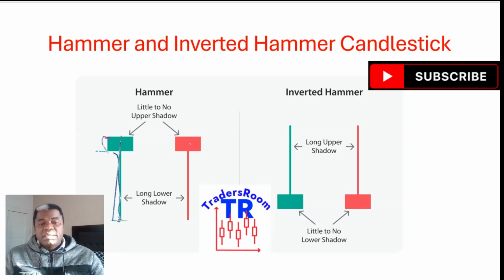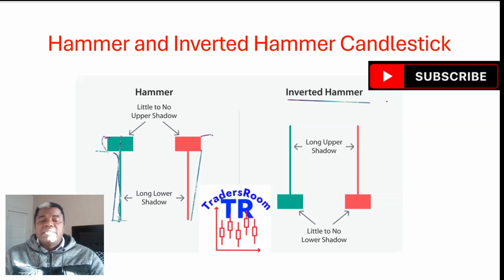You find out that it did open here, and as it was going down, it might get to this area, to the low, but the buyers came and pushed it back, and the market now closed on this area. So what does that mean? That even though the sellers take the day, the buyers were equally able to do more during the day. So we now go to the inverted hammer.